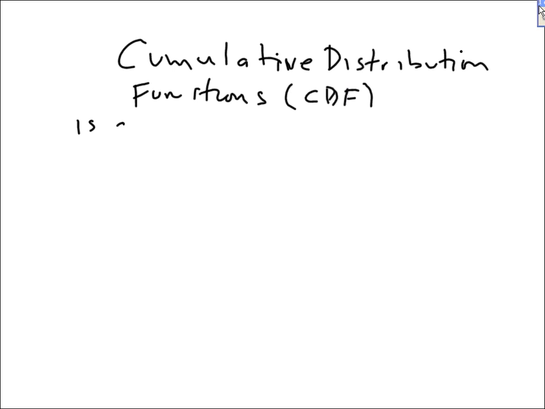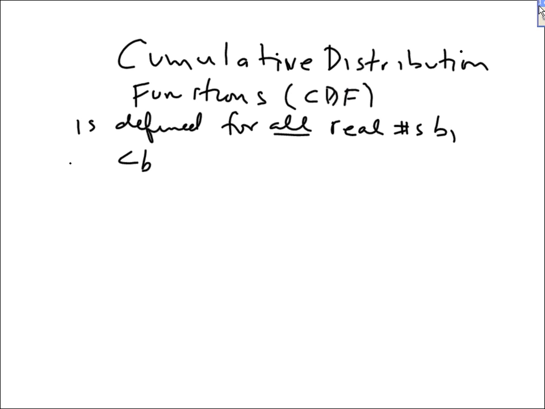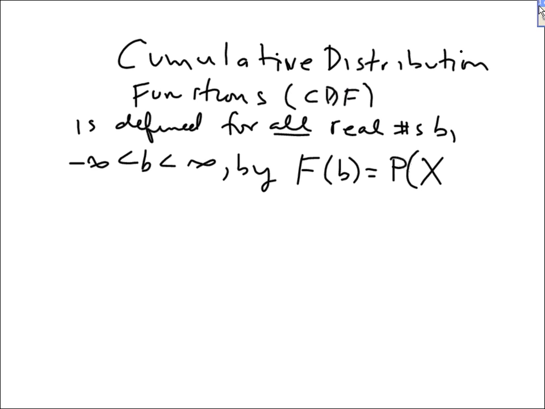Okay, it is defined for all real numbers b, where b is in between negative infinity and positive infinity. By this definition, F of b is equal to the probability that the random variable is less than or equal to b. You add up all the probabilities of x's as long as those x values are less than b.